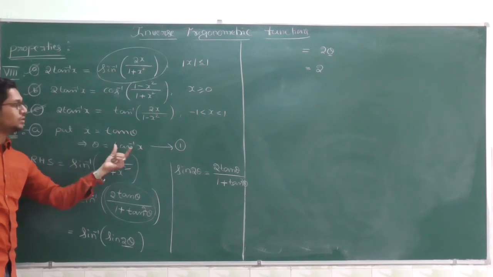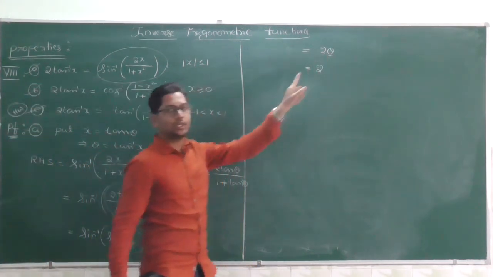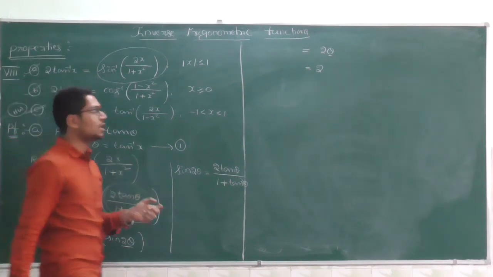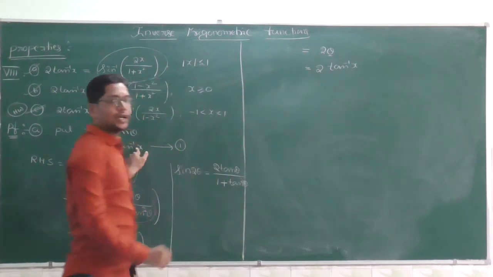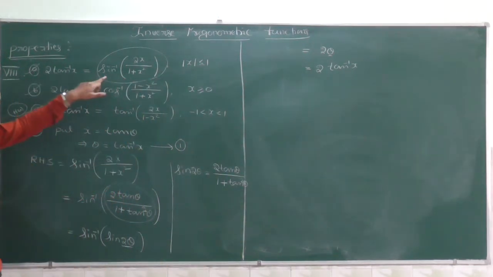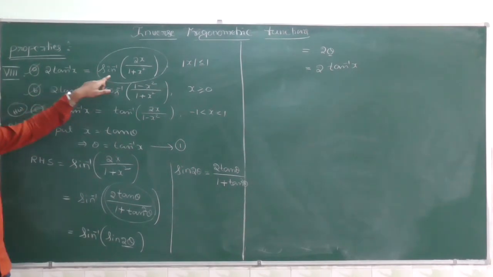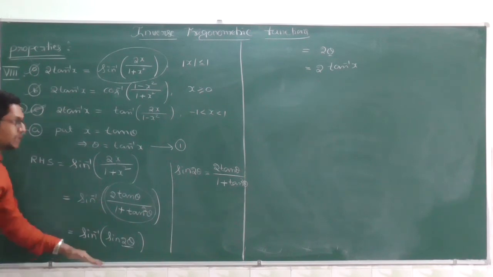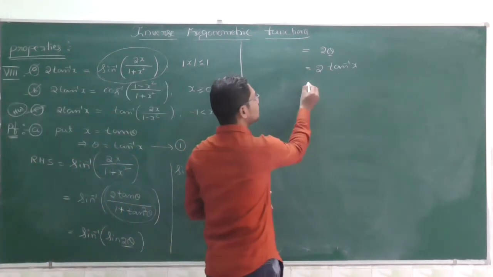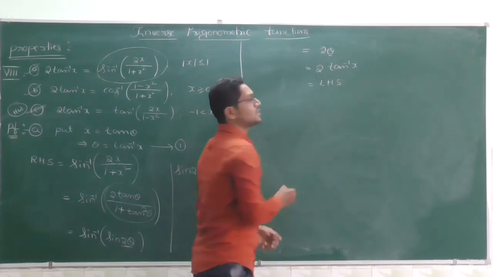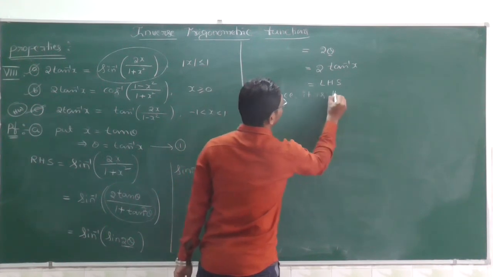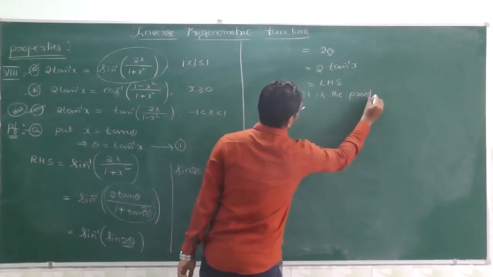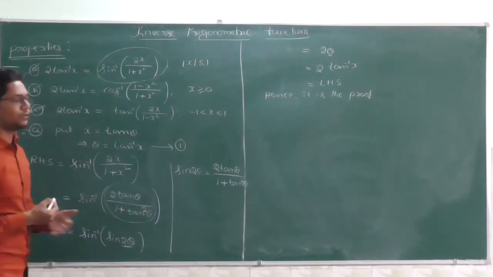Now, replace this theta here with tan inverse x. Theta, we have tan inverse x. Replace it. Tan inverse x. See, we took RHS, finally we get 2 tan inverse x, that is LHS. Hence, it is the proof. So, it is the first problem.